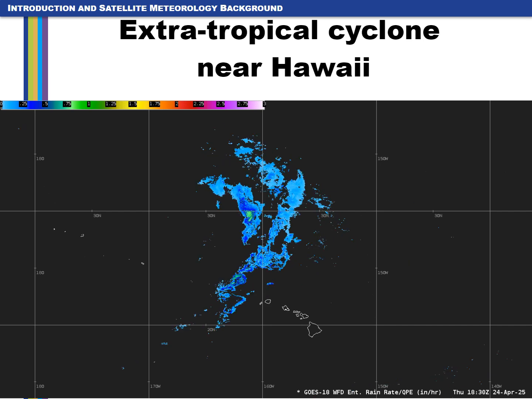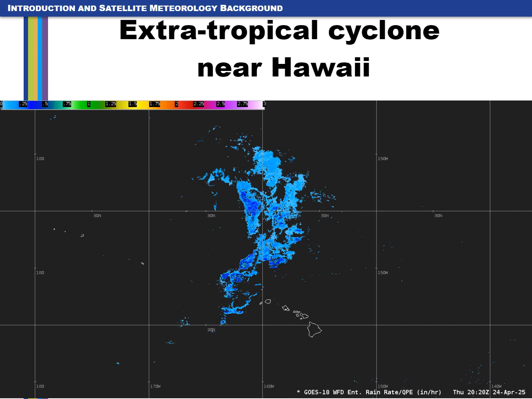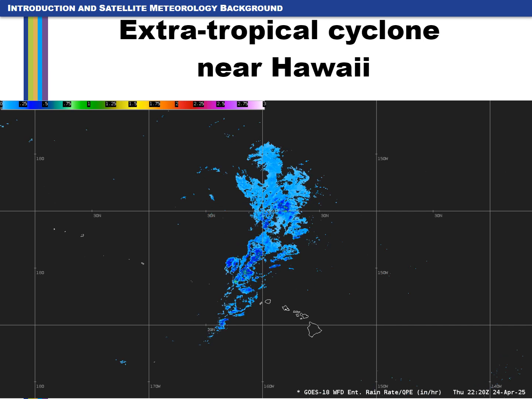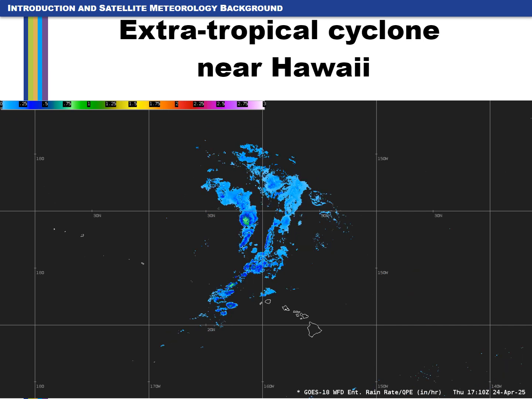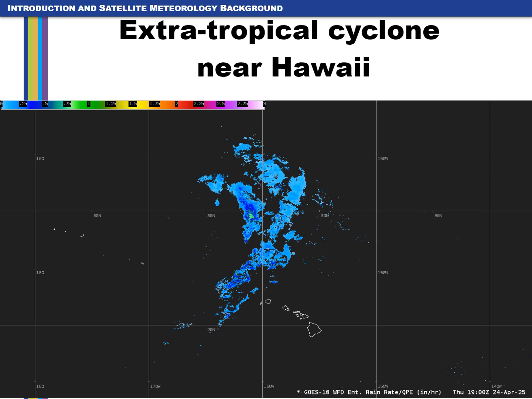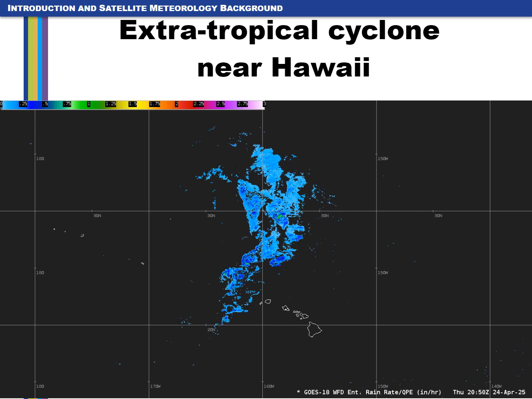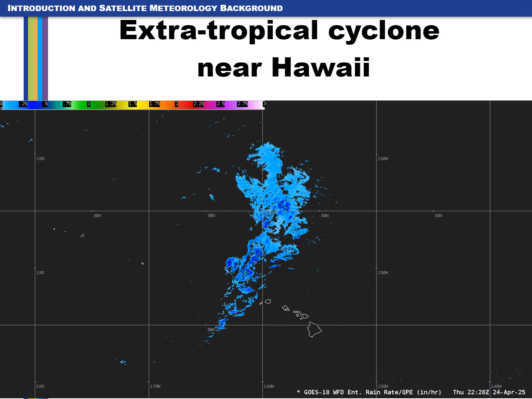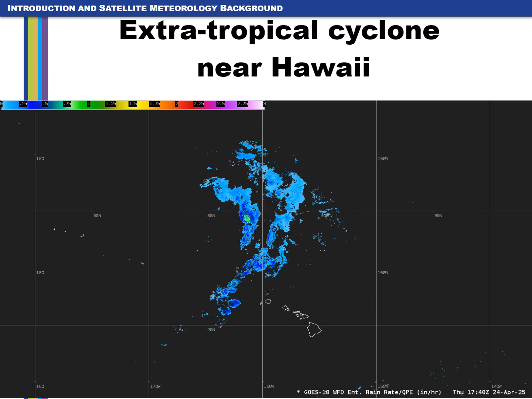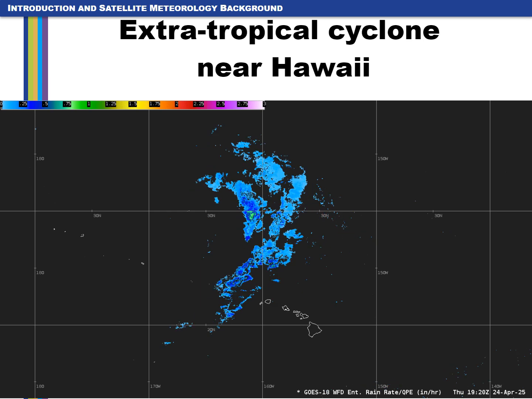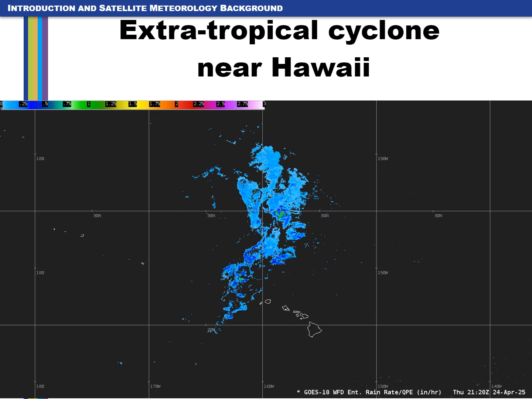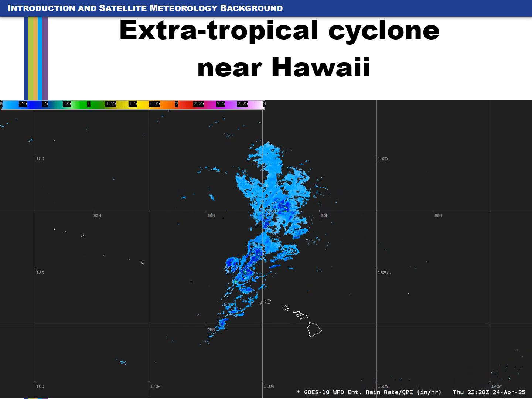One situation that is ideal for using the Enterprise rain rate product is over oceanic regions where radar data is not available. Whether it's the case depicted here, which is an extratropical cyclone near Hawaii, or a tropical cyclone over the Atlantic Ocean, this product provides valuable data where radar data is not available.